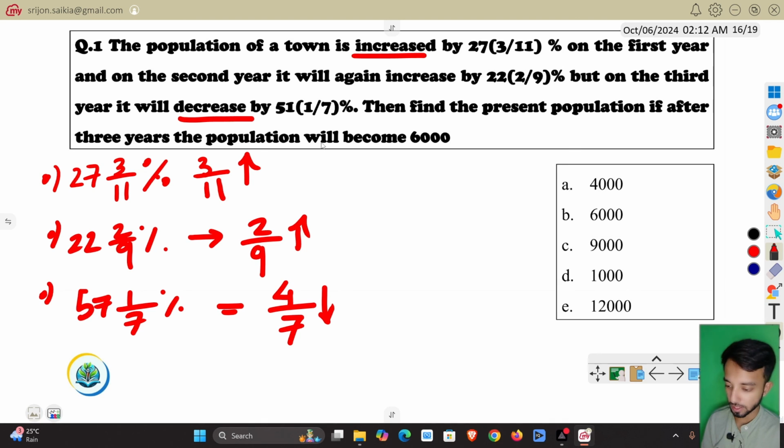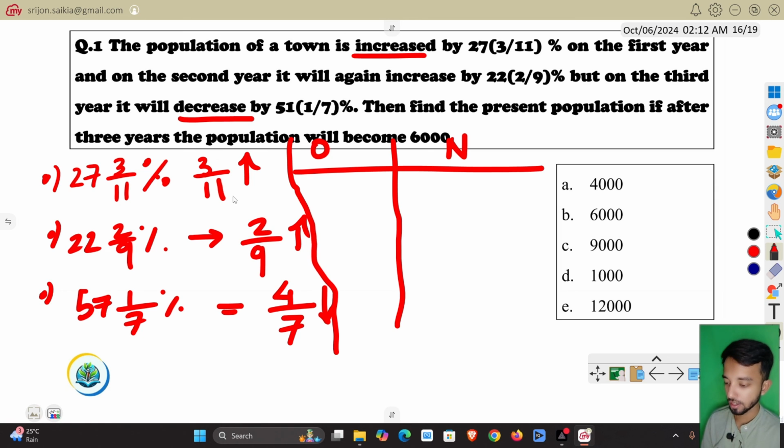Increase means original and new. Original number and new number. Original number will be 11, and 11 plus 3 is 14. Here we get original as 9, and the new number will be 6, increasing that 9 plus 2, 11.